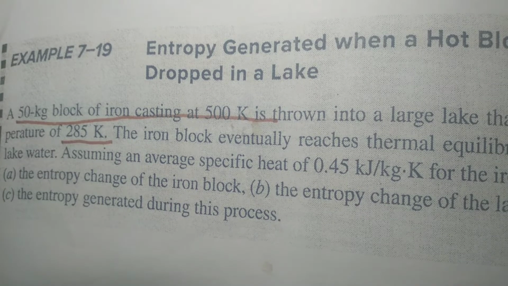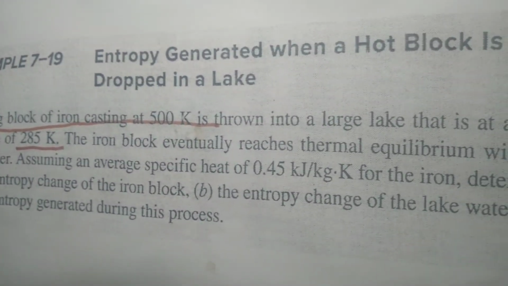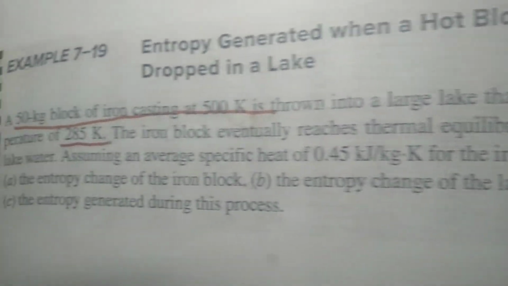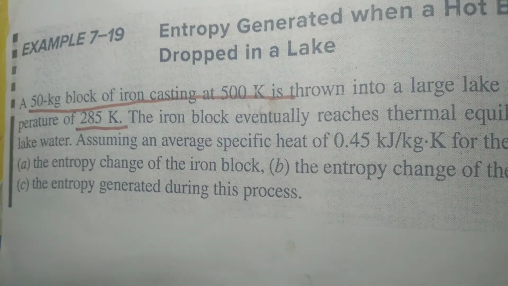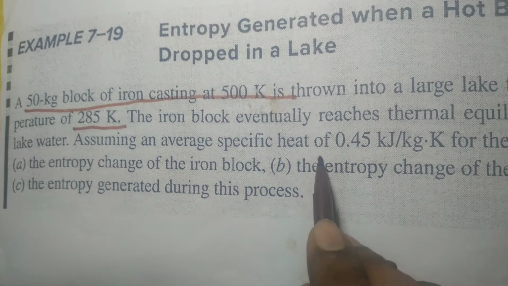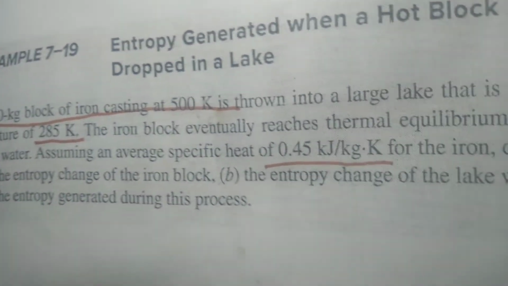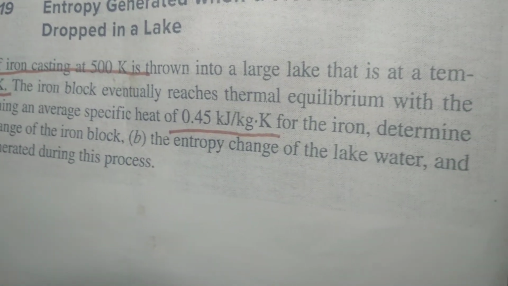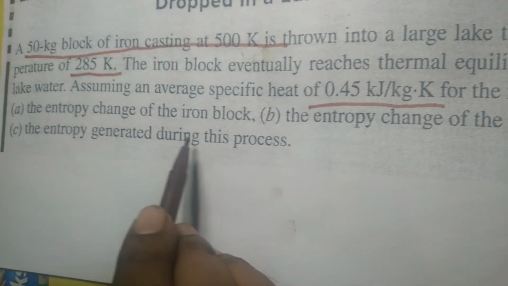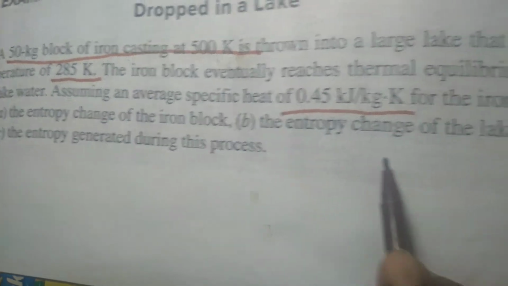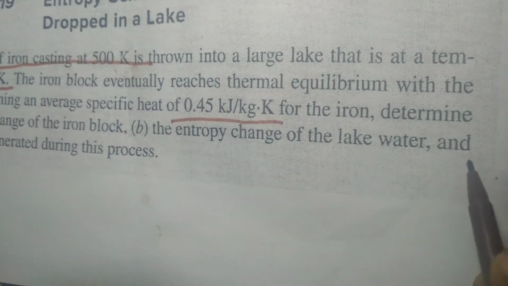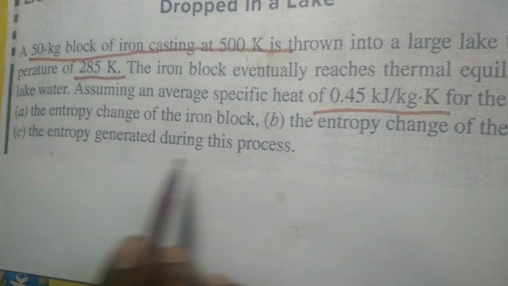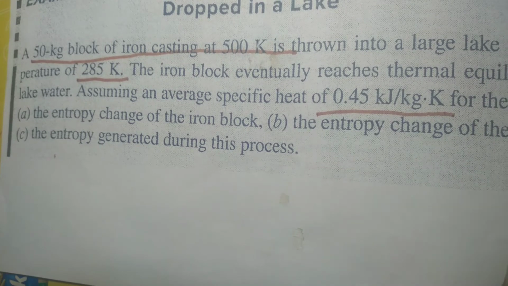The iron block eventually reaches thermal equilibrium with the lake water. Assuming an average specific heat of 0.45 kilojoule per kg Kelvin for the iron, determine the entropy change of the iron block, then the entropy change of the lake water, and the entropy generated during this process.